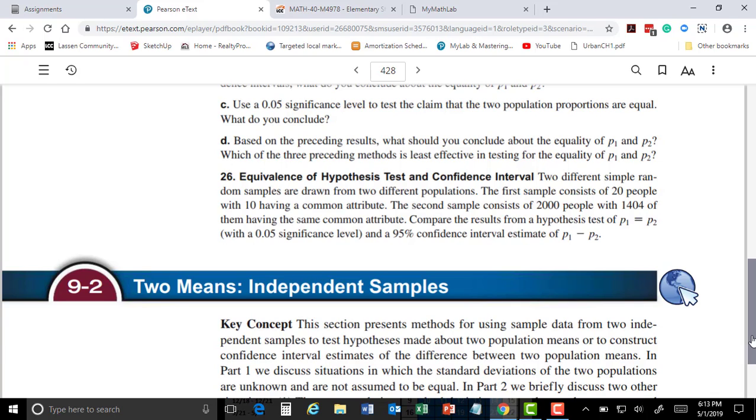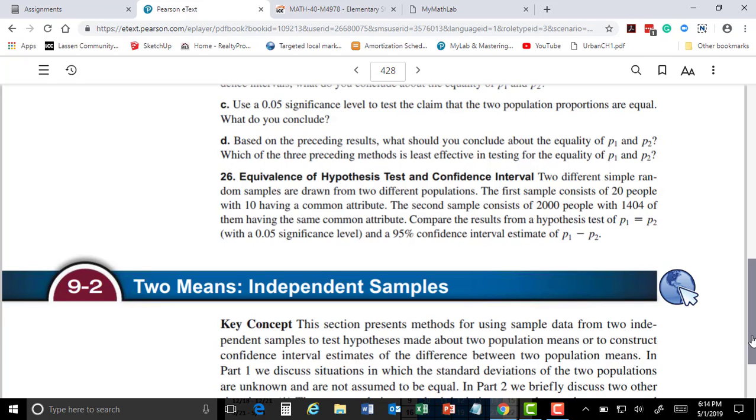Two different simple random samples are drawn from two different populations. The first sample consists of 20 people and 10 have a common attribute. The second sample is 2,000 people, with 1404 of them having the same attribute. Compare the results.